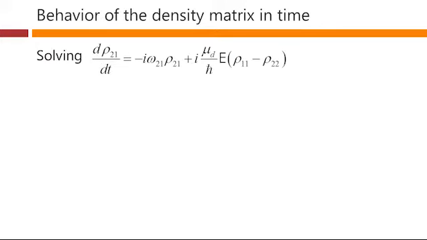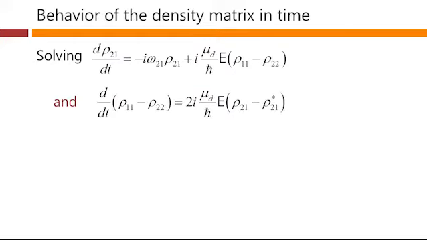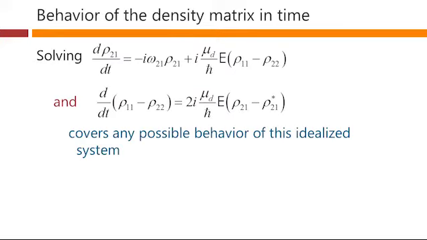Solving this equation then, and this equation, will essentially tell us everything that's happening with this system. We will understand what's happening to rho 2,1 and also rho 1,2 because they're related by a simple complex conjugate relation, and we'll understand what's happening to the difference of the populations here.